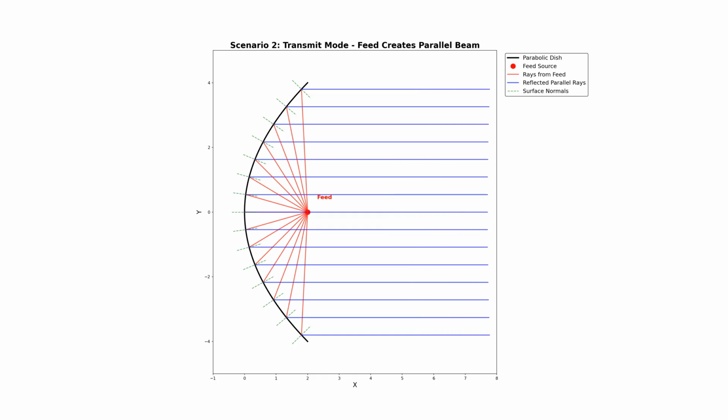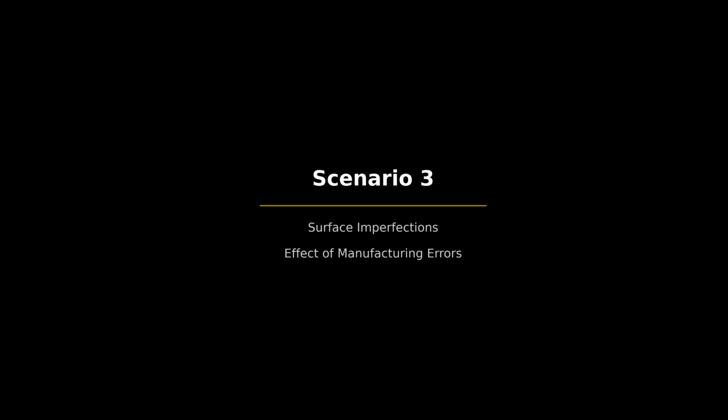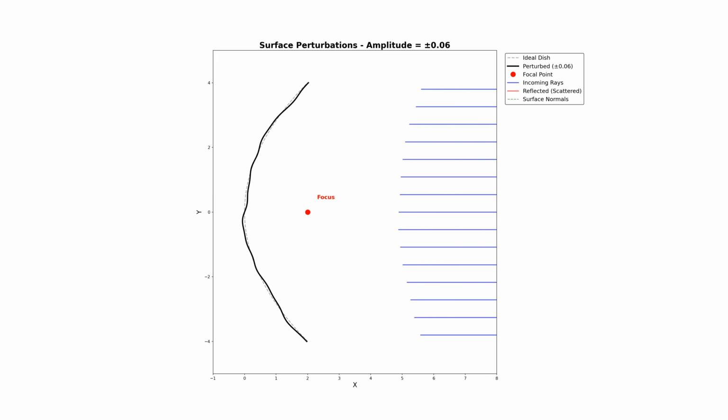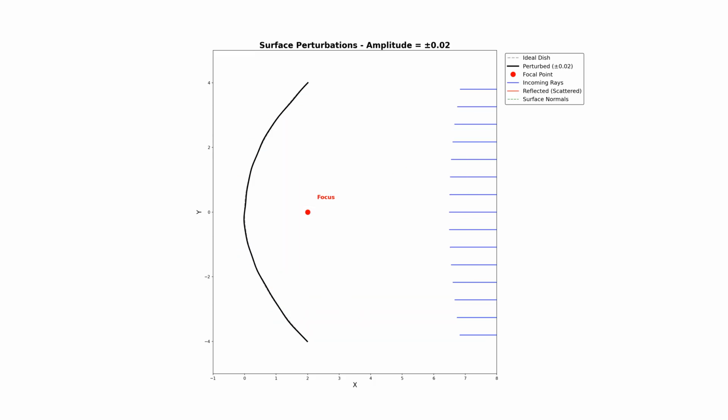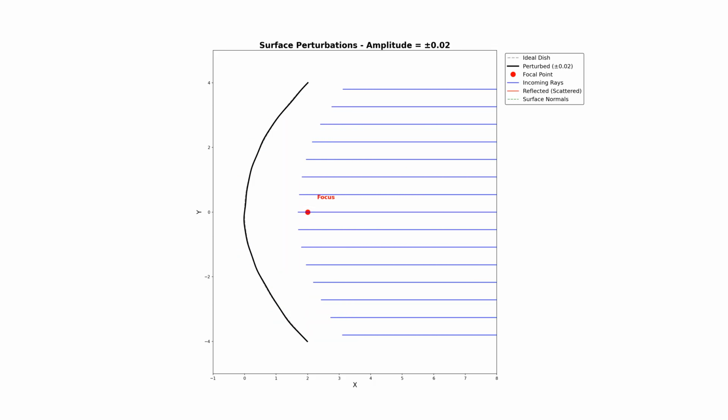of reciprocity. But real dishes aren't perfect. Surface errors scatter the rays, degrading focus and reducing gain. High-frequency antennas demand micron-level precision to minimize these effects.